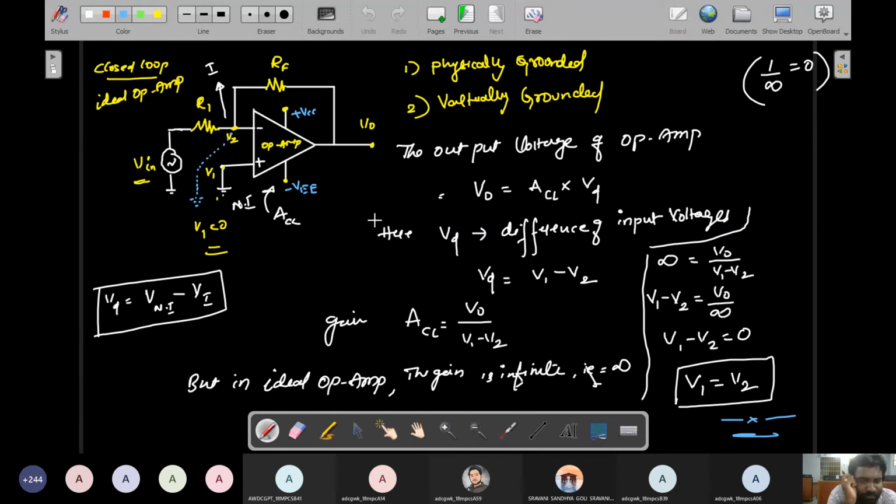Based on this theory, I will give you one problem. Please try it at home. I'm not explaining it right now; I'll explain it in the last session. I'll give you a small exam problem. Please do it using this virtual ground concept. I'll draw another circuit diagram and move to the next page.